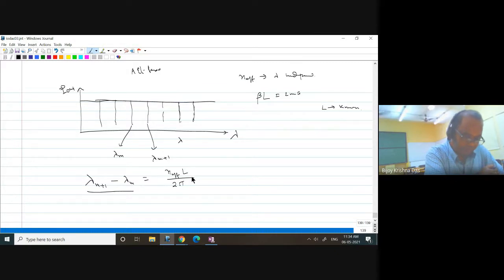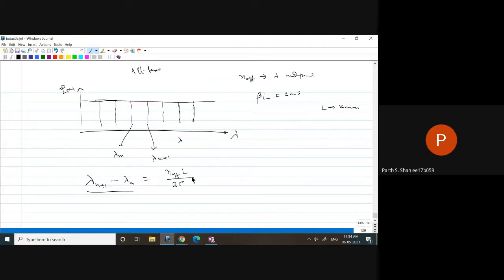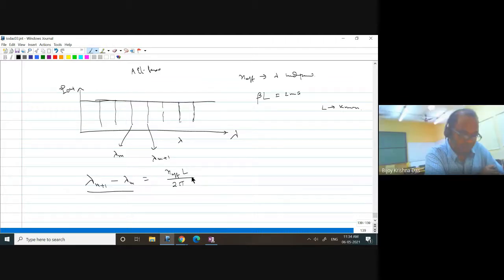I think... really? Oh, just n effective L. I think 2 pi will also cancel, so only n effective L. You see, I have 2 pi by lambda m times n effective times L, that should be equal to 2m pi, and 2 pi by lambda m plus 1 times n effective L equals 2 times m plus 1 pi. I have this expression.